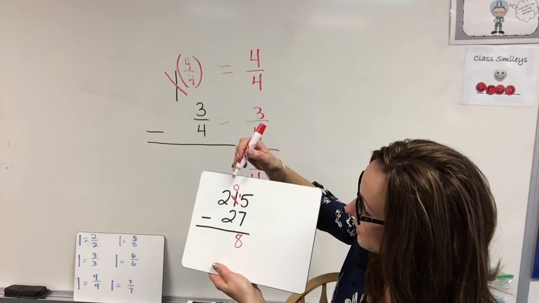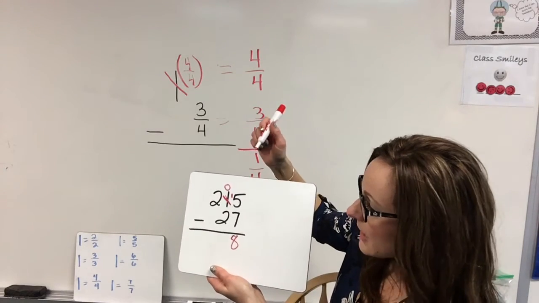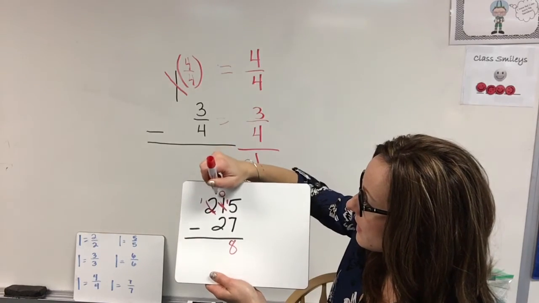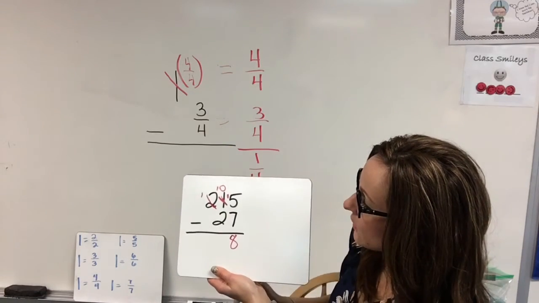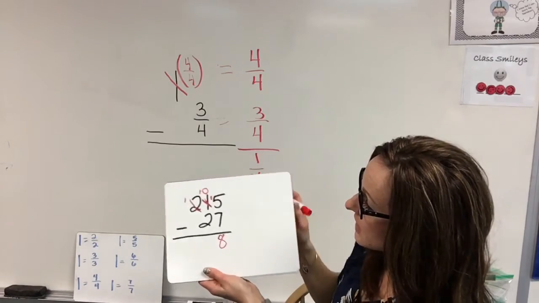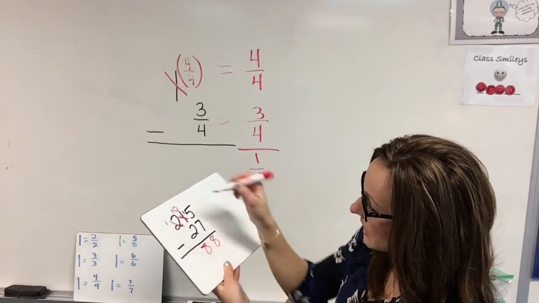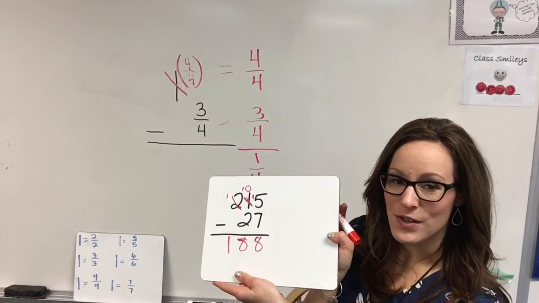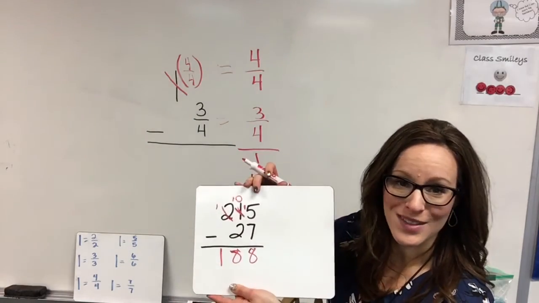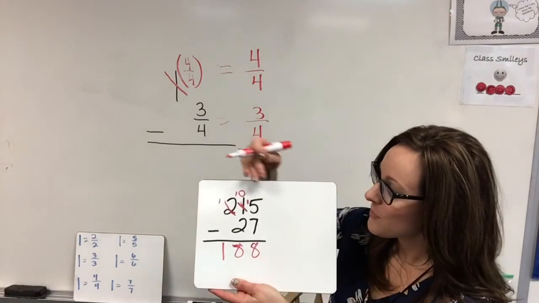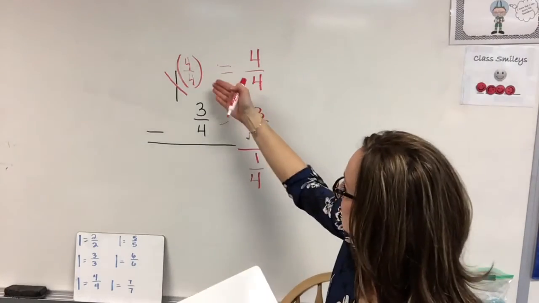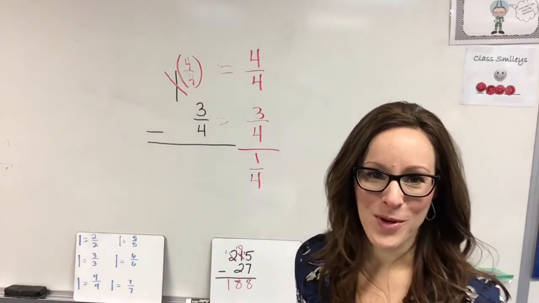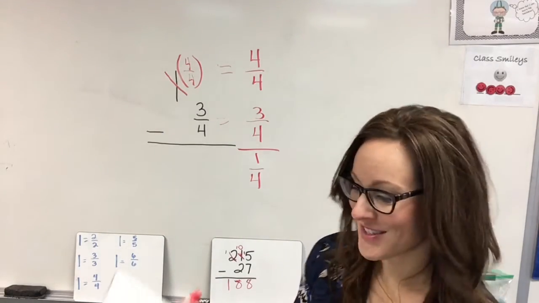Now again, I have 0 minus 2, and I can't do that, so I'm going to borrow from over here, and then I'm going to put my 10 over here. Well, 10 minus 2 is 8, and of course 1 minus 0 is 1. So I have 188. Now, you've been doing this for quite some time. You know how to borrow from the next place over. Borrowing with fractions is the exact same thing. Let's do a little bit more practice just to make sure we really understand.